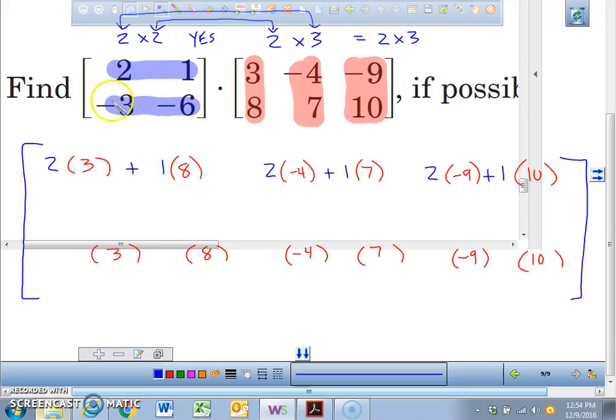What numbers are going to be changing? The numbers that are in the second row. So instead of a 2 and a 1, I'm going to put a negative 3 and a negative 6. Negative 3 and a negative 6, negative 3, negative 6. Don't forget to put the little plus.